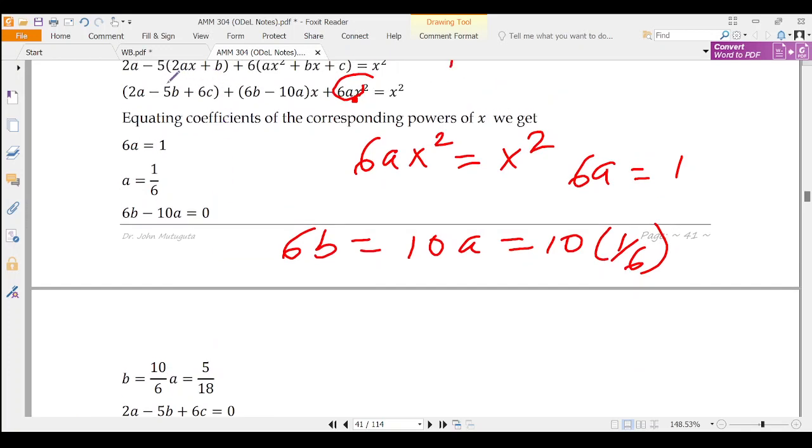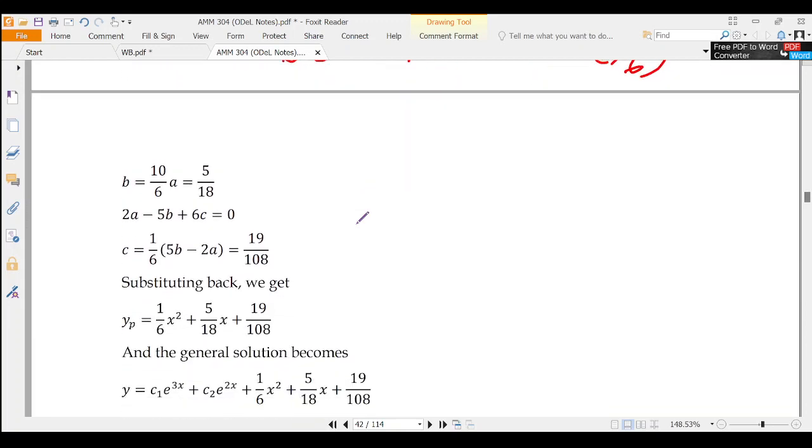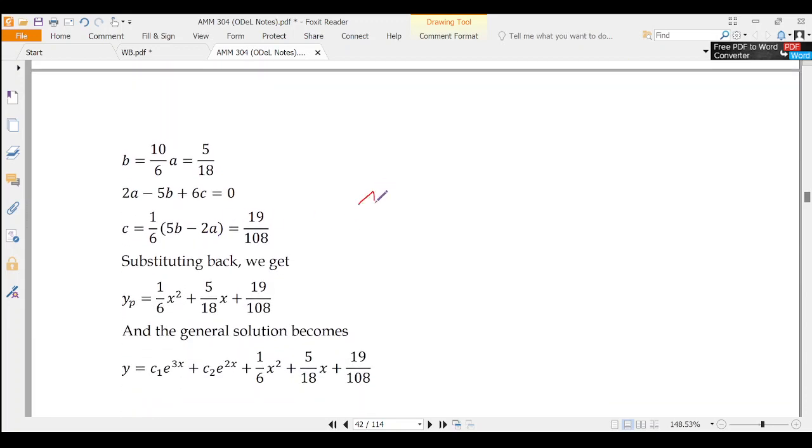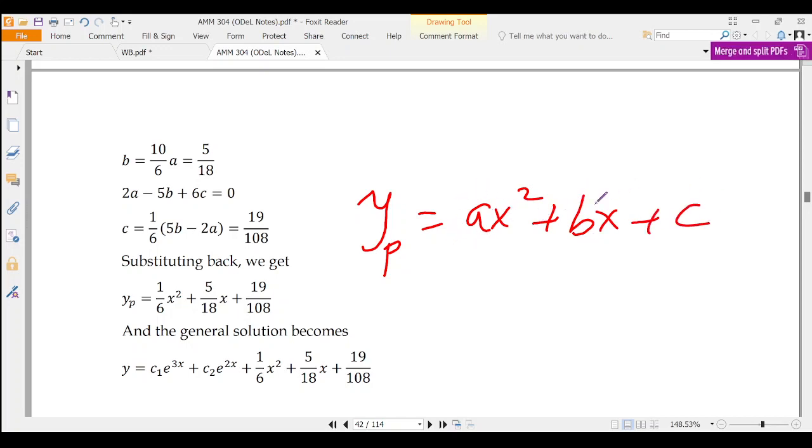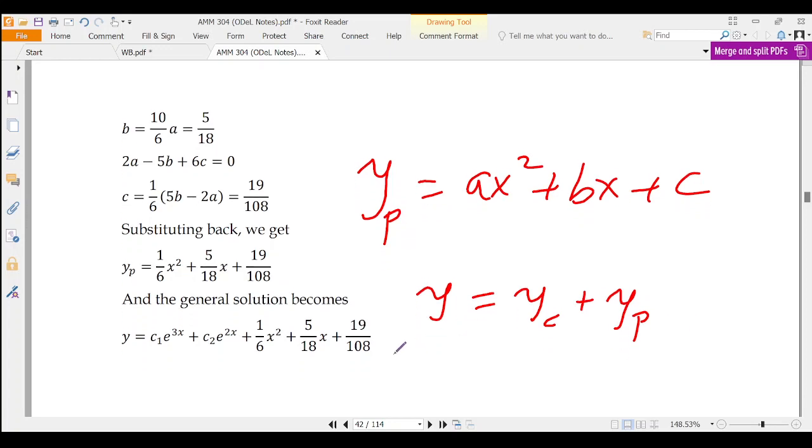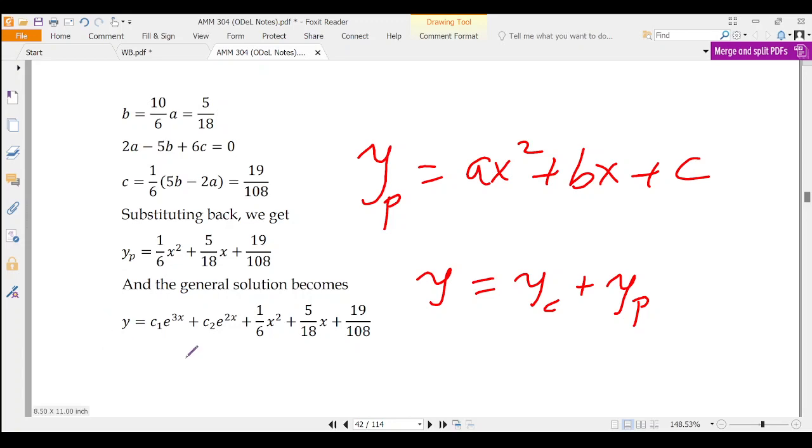Lastly, we equate the constant terms: 2a minus 5b plus 6c equals 0, because we don't have a constant term on the other side. From there, we can determine the value of c. Remember our solution was yp equals ax squared plus bx plus c. So we substitute a is 1 over 6, b is 5 by 18, and c is 19 over 108. Then the general solution, y equals yc plus yp, is the sum of those two, which is the general solution of the differential equation.